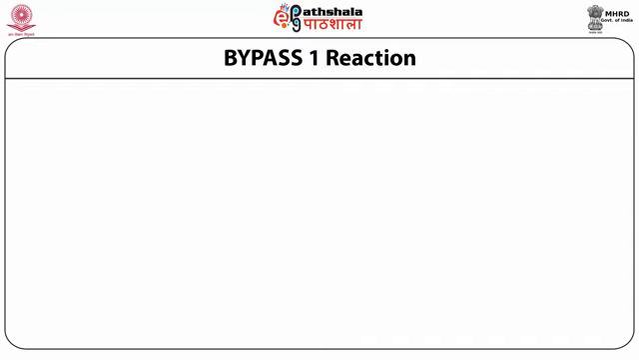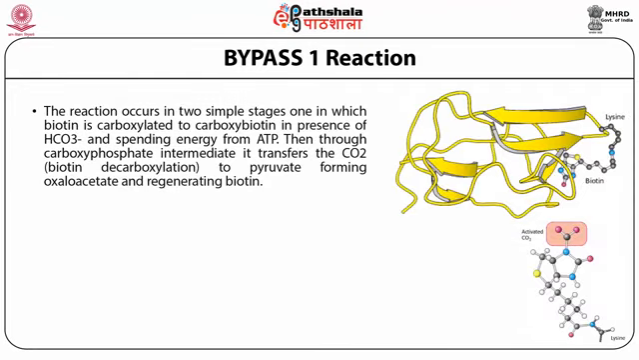As shown in the figure, the reaction occurs in two simple stages, one in which biotin is carboxylated to carboxybiotin in the presence of bicarbonate and spending energy from ATP. Then through a carboxyphosphate intermediate, it transfers the carbon dioxide to pyruvate, forming oxaloacetate and regenerating biotin.